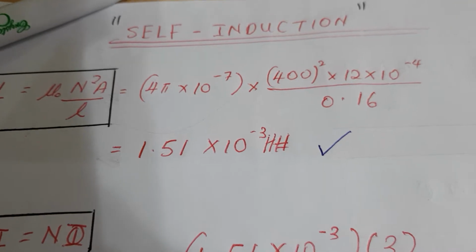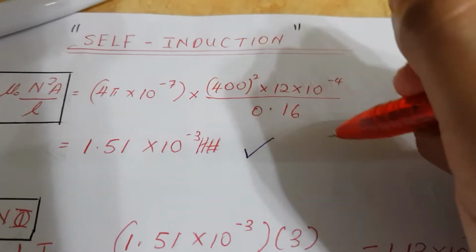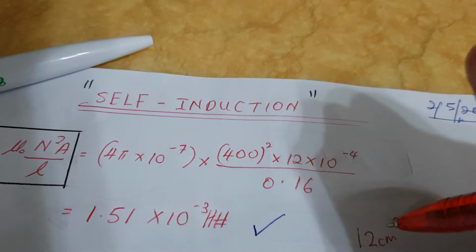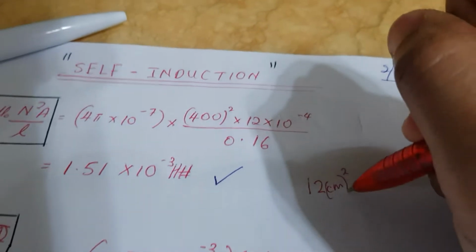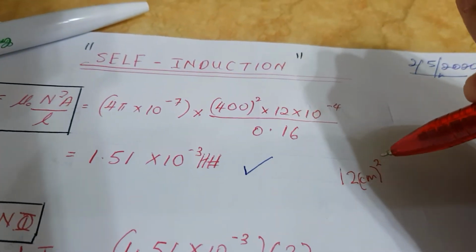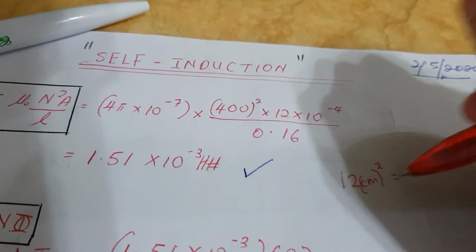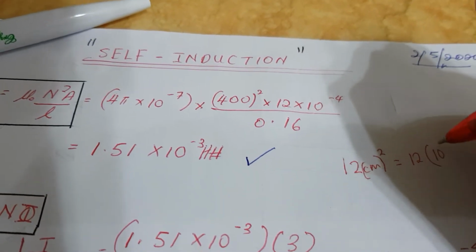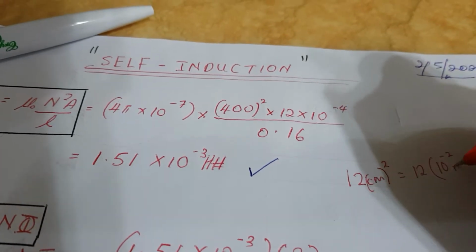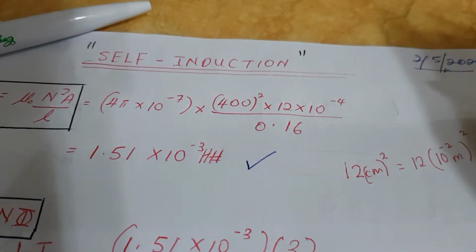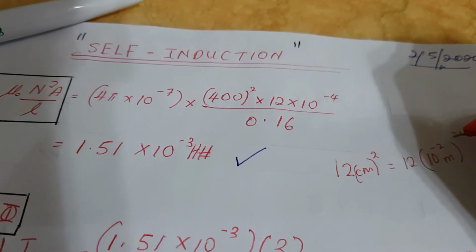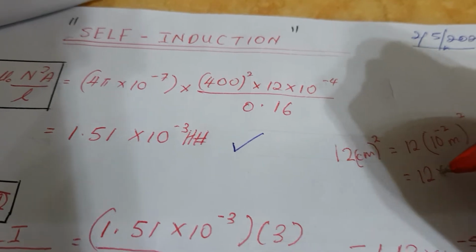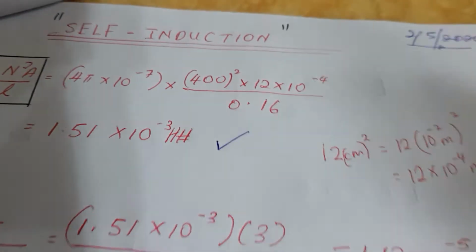12 cm square must be converted to meter square. Do you know how to convert 12 cm square? Imagine there is a bracket here between 12 and power 2 cm. So if you put a bracket here, what is centi? Centi is times 10 to the power of negative 2, correct or not? Then meter here and then bracket. So if you put negative 2 times 2, negative 4. So the answer will be 12 times 10 to the power of negative 4 meter square.